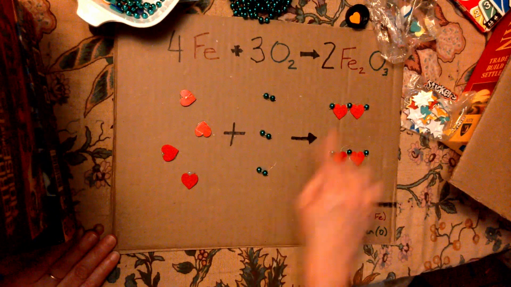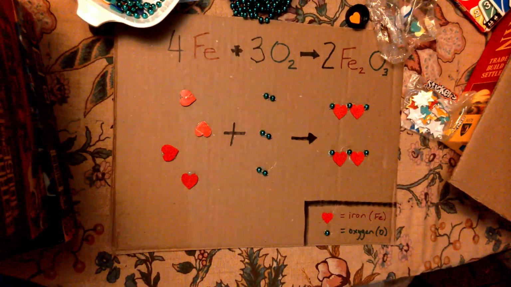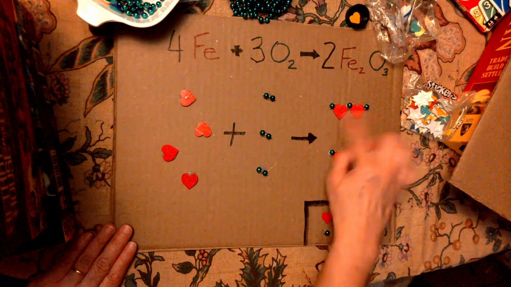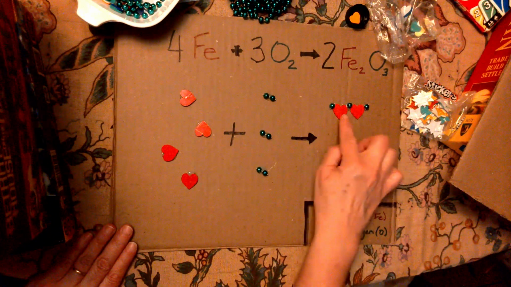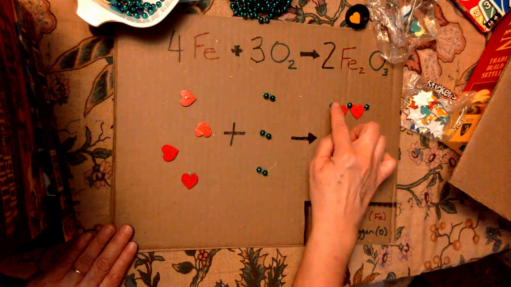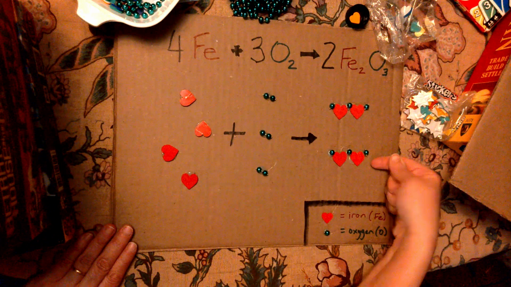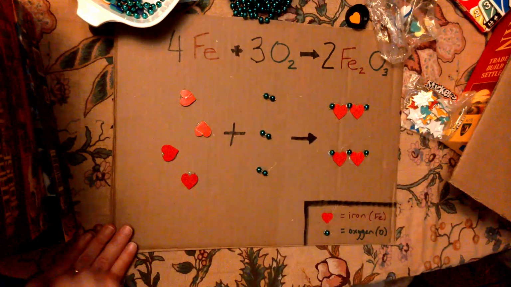And that yields 2 iron oxides. Now again, I've done some research, and I know that the shape of an Fe2O3 molecule kind of looks like this. There are 3 oxygens and 2 irons, and it's oxygen, iron, oxygen, iron, oxygen. And I have 2 sets of those. They're not all clumped together. They're separated to show that I have two separate molecules.